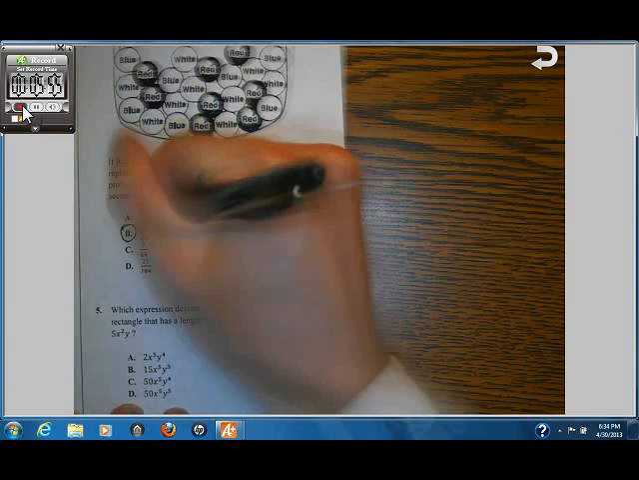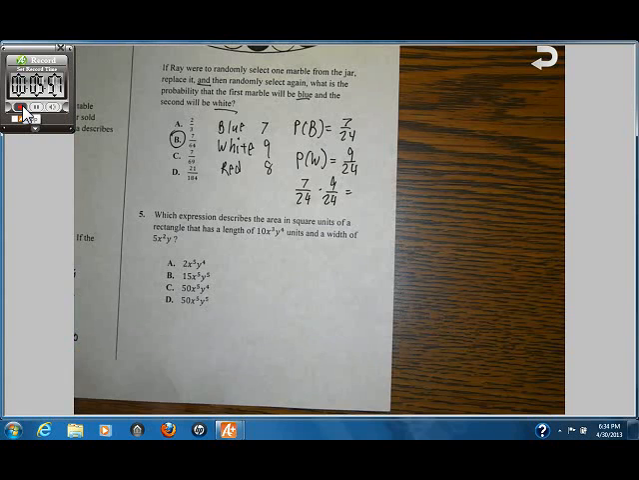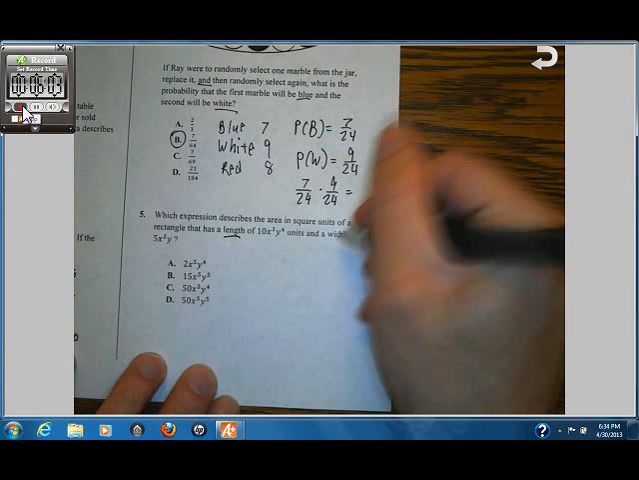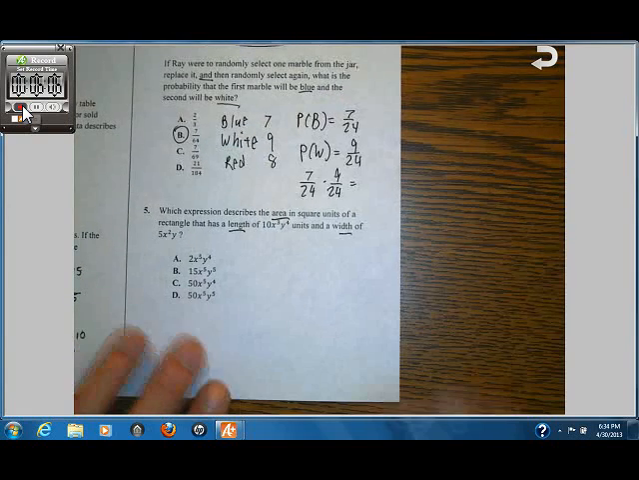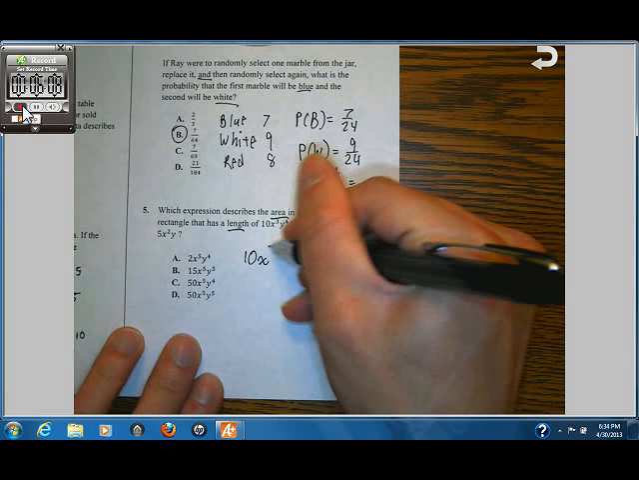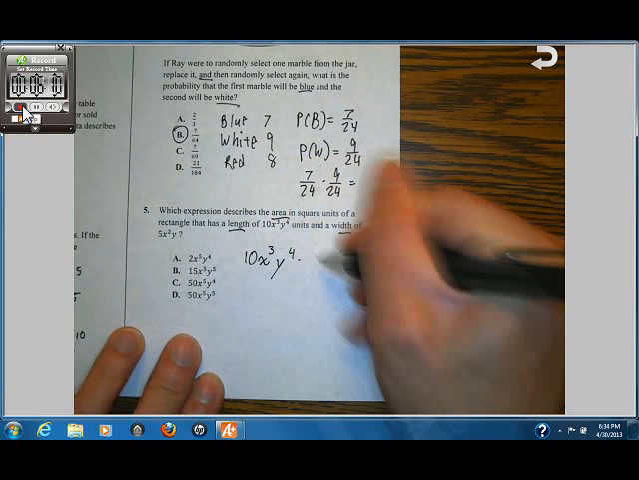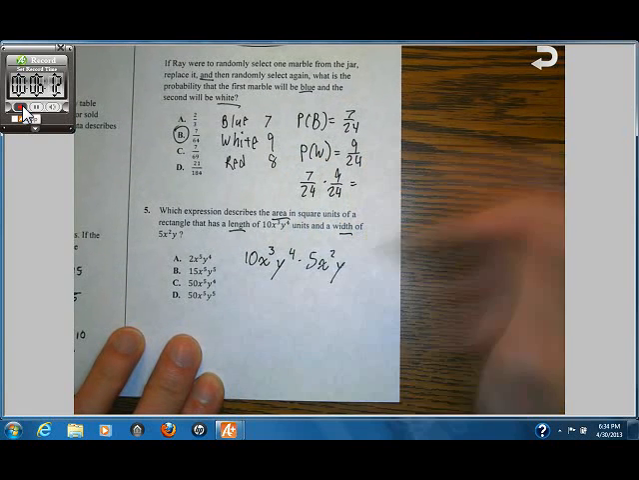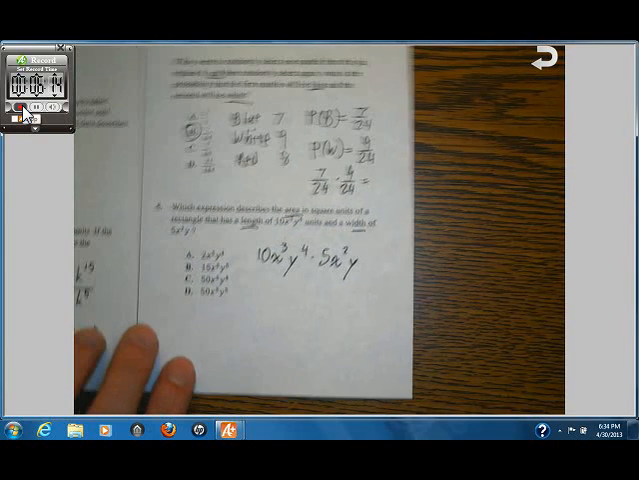Okay, number 5 is again an exponential question. Which expression describes the area in square units of a rectangle that has a length and a width? And so we're looking for the area, so we multiply the two of them. So you have 10 x cubed y to the fourth times 5 x squared y. 10 times 5, of course, is 50, which allows you to eliminate choices A and B.